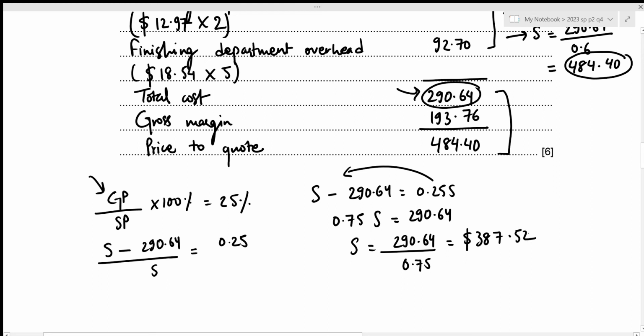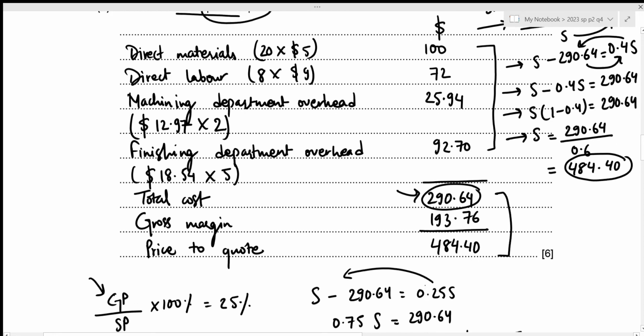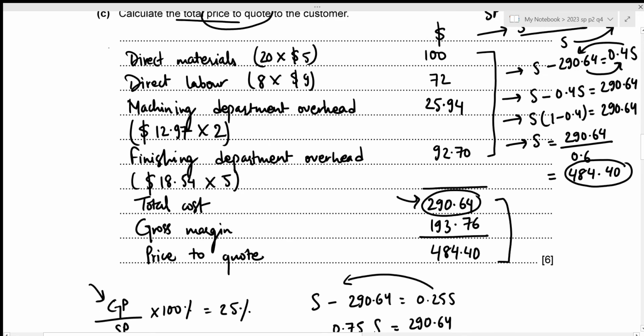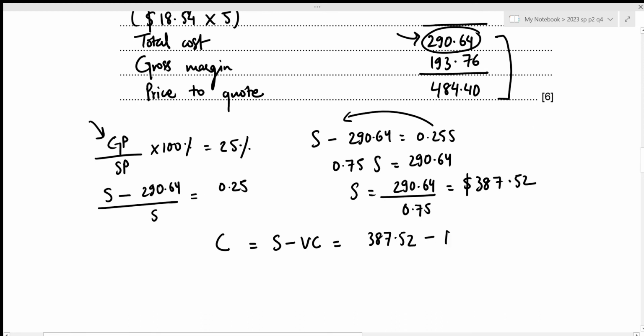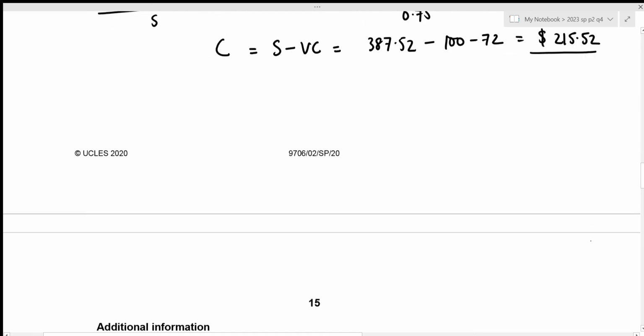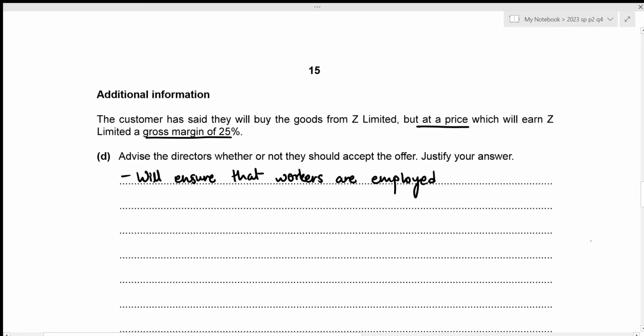387.52. Now let's see if there is any contribution made. Contribution is just the difference between selling price and variable cost. So our selling price is 387.52, and our variable cost is the direct material and direct labor, which is 172. Let's write it down. So that's 100 minus 72, which results in our contribution to be 215.52. So we can see that there is still a positive contribution made, right? So that is a benefit of accepting this offer.